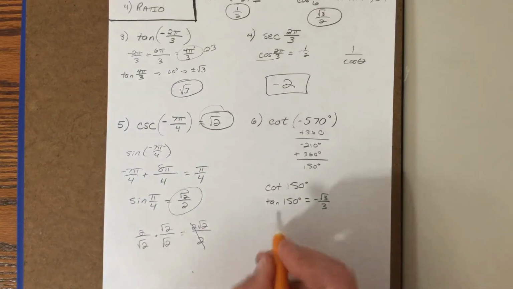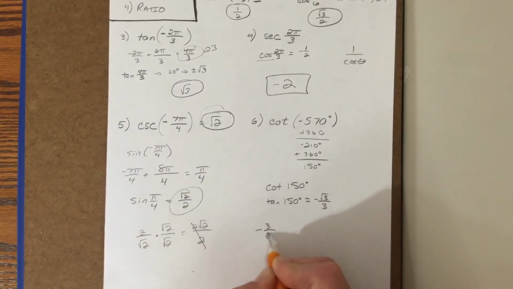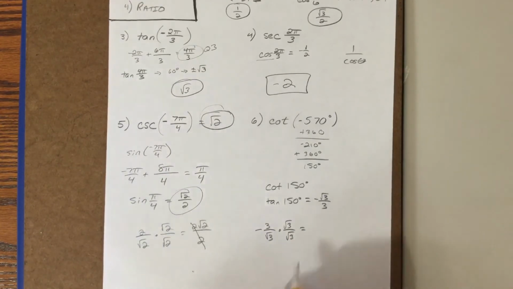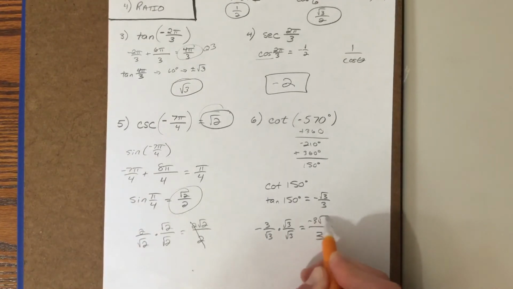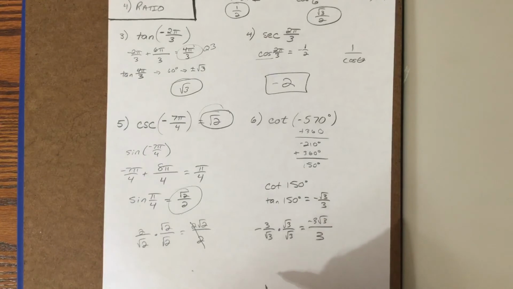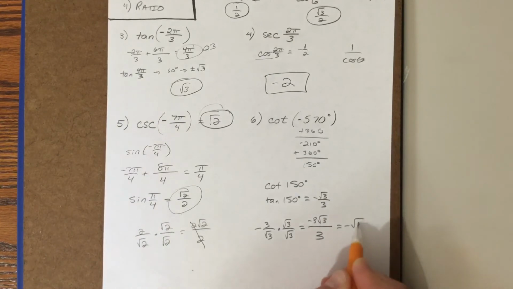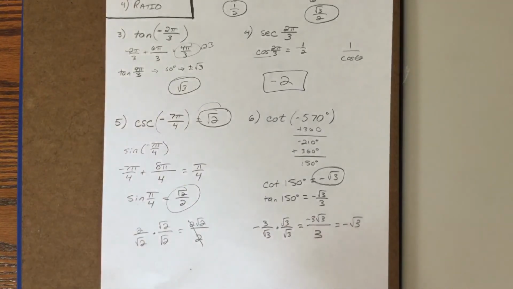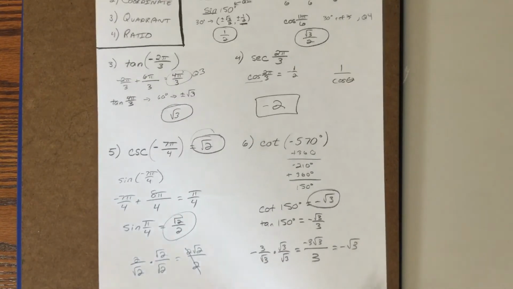Again, that's not our answer. We need to take the reciprocal of that. So if we take the reciprocal, we're going to multiply numerator and denominator by root 3 to get that to cancel or become a rational value in the denominator. So this will give us negative 3 root 3 over 3, which is just negative root 3. So there we go.